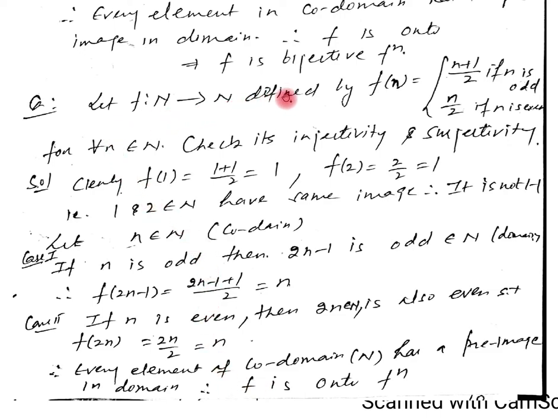See the question again. The function is defined like this. For n odd, the value of the function is this. If n is even, the value of the function is this. We have to check whether the function is 1-1 or onto. Now clearly f(1) we have found out. First we have taken the odd number, this is equal to 1. Then I have taken the even number, then it is equal to 1. Both these two elements have the same image, which is not possible. Therefore, the function is not 1-1.